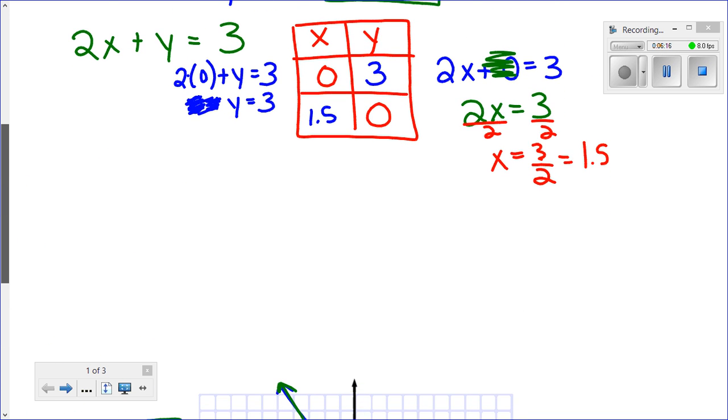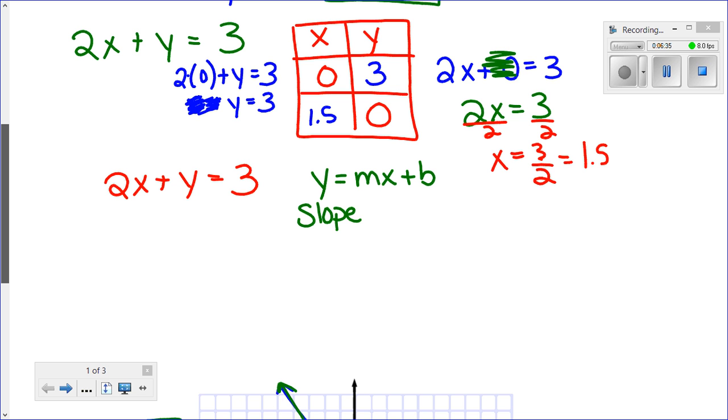Now the last and final way to graph this line is the most complex way, but it also makes it the easiest for graphing, because a lot of times you're going to see your equation in this form, which is called slope-intercept form. So you need to keep in mind that everything I'm writing down, you should be writing down. That's not an exception. Okay, we've got to keep practicing these skills.